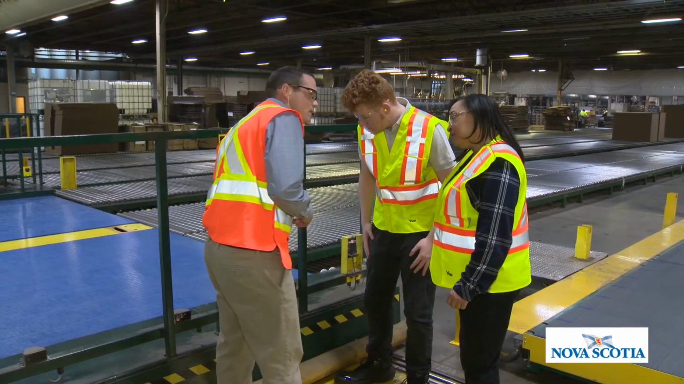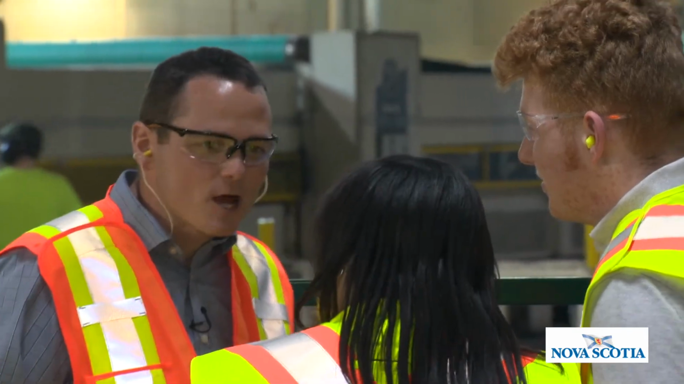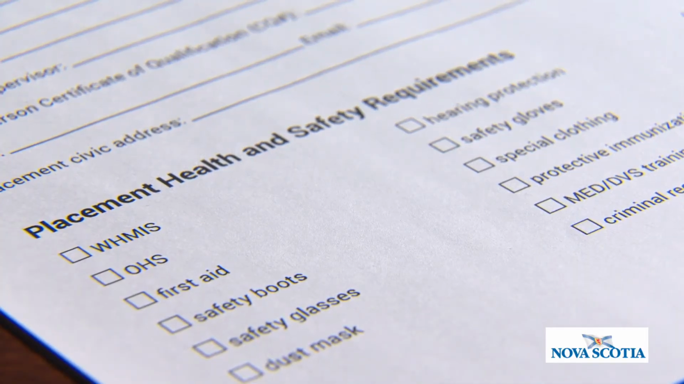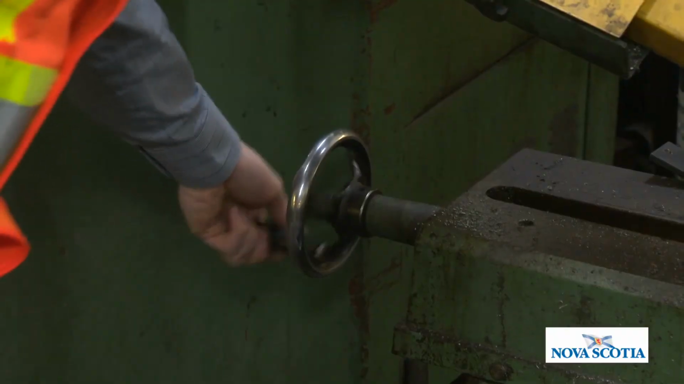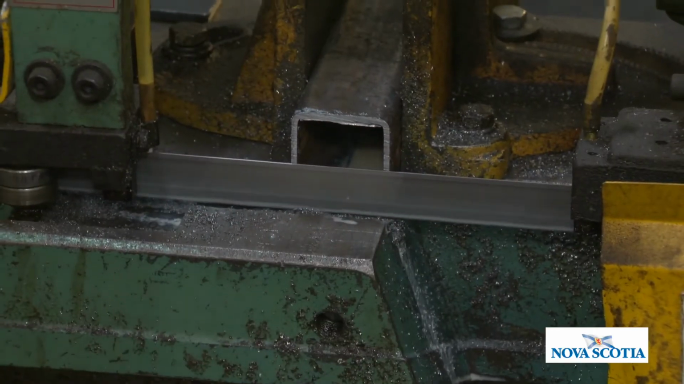For example, when working in an industrial setting, safety and awareness are paramount. First aid and WMIS will most likely be required. Will your host be providing any of the necessary training? If the student is already certified in any of the safety courses required, let your host know.